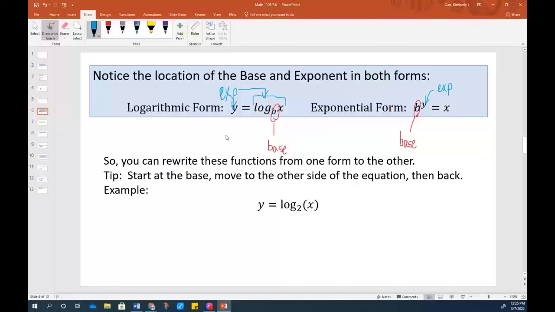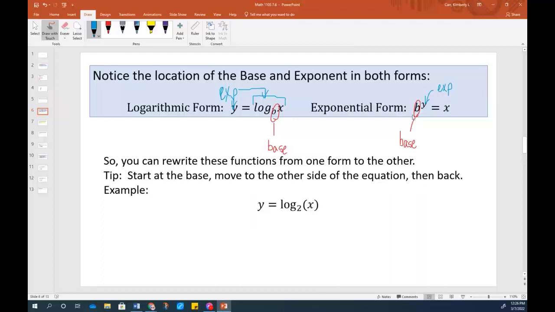It's just written in a totally crazy different way. But it allows us to do some more complicated math we're not dealing with right now. What you want to do is learn to rewrite. Take a function from one form and turn it into the other form. Now it says here on the tip, start at the base, move to the other side of the equation, and then back.